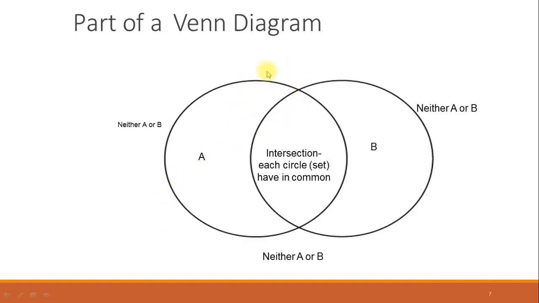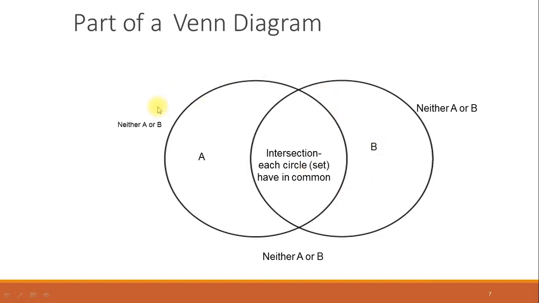These are the parts of a Venn diagram. For example, we have two sets A and B. So we represent set A by a circle and set B also by a circle. If A intersection B has some common elements, then this area represents the common elements, and this area represents the elements of A which are not common with B, and this area represents the elements of B which are not common with A.